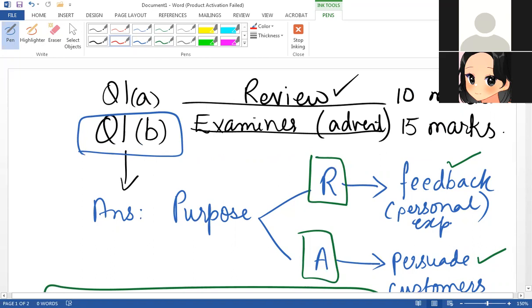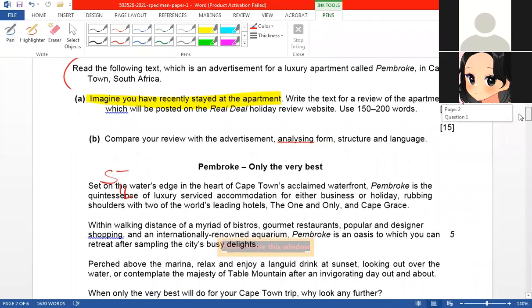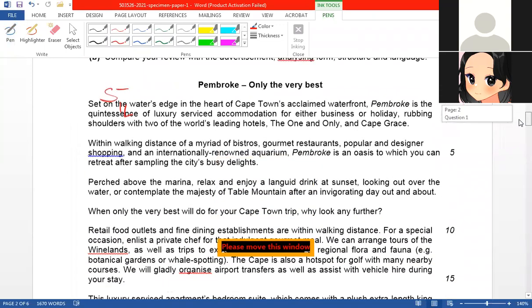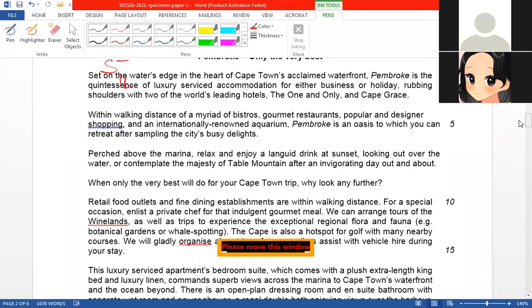Now we are going to a little part. I will just read one paragraph of Pembroke so that you are able to understand better, in terms of quality, rather than running about with other types of texts. See, it says, compare your review with the advertisement, analyzing form, structure, and language. Form is the features; structure is the shape of the text. Do you see shorter paragraphs or longer paragraphs?